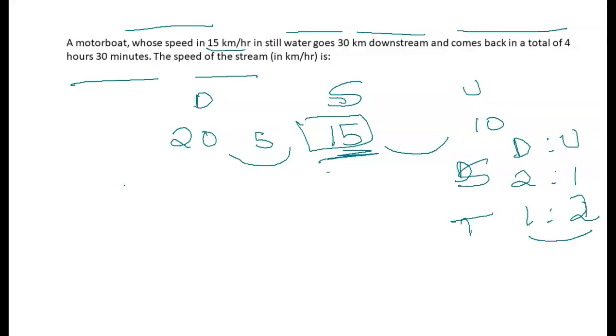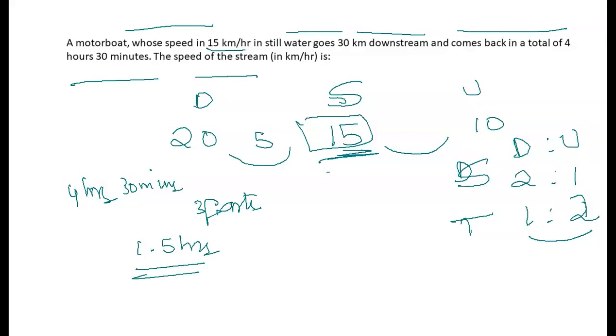So actually two parts of the time. Together we have 4.5 hours, 4 hours and 30 minutes. So 4 hours 30 minutes is 3 parts. If I divide it into 3 parts, one part gives you 1.5 hours. One part is 1.5 hours, which means 20 into 1.5 for this one, and this will be 10 into 3 hours because two parts of the time. This is one part and this is two parts. So 20 into 1.5 gives you 30 kilometers. 10 into 3 gives you 30 kilometers.